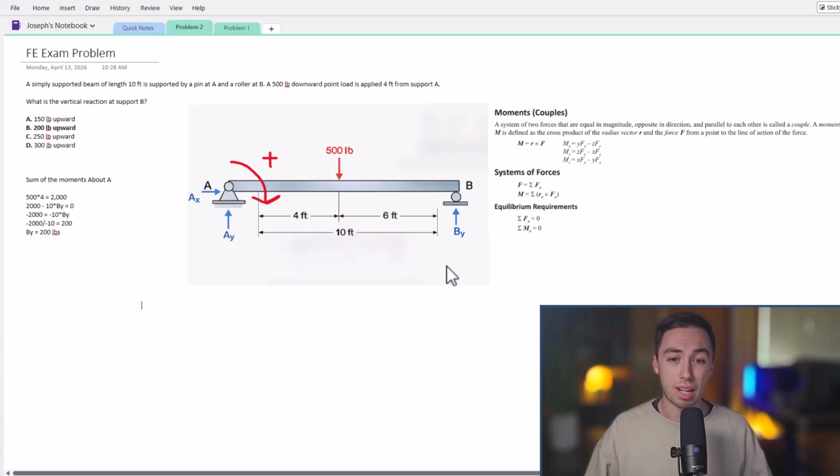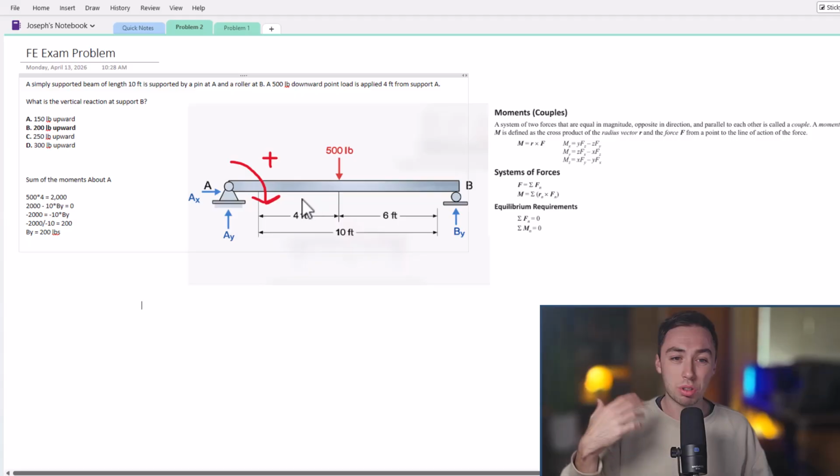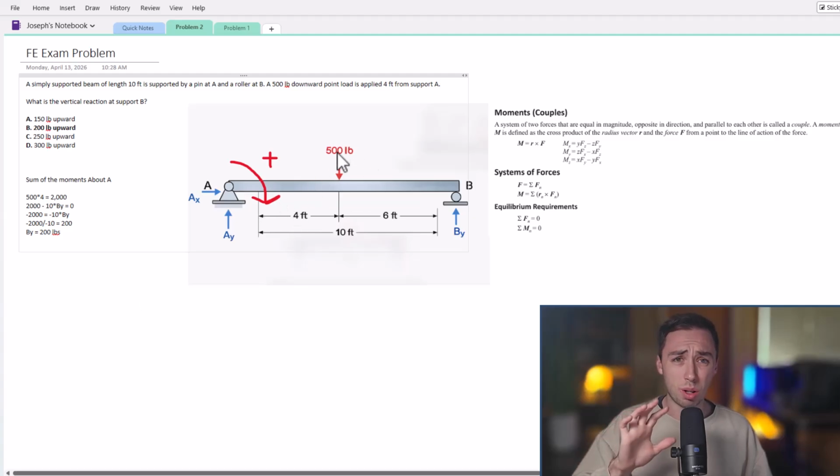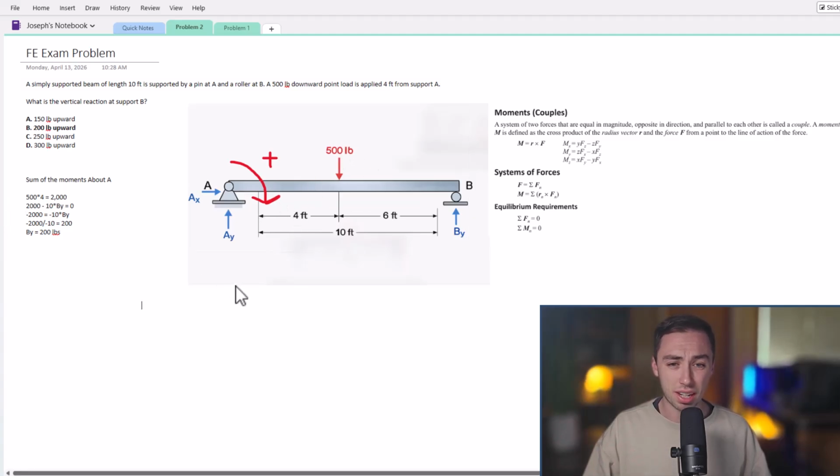Also, you need to make sure and take note of the diagrams. Don't just assume because you see the 500 pounds in the middle of the beam that it's 5 feet from A or 5 feet from B. Pay attention to the diagrams they give you. They may be slightly visually misleading at times. And so 4 feet is where the 500-pound load is from. And so small little inconsistencies here and there are going to hurt your chances of getting the problem correct. So just make sure you pay attention to details.